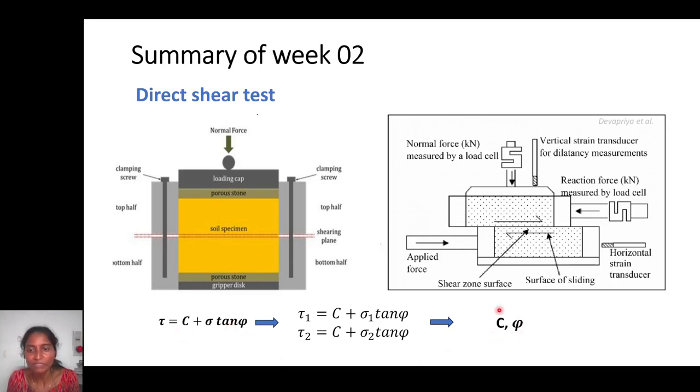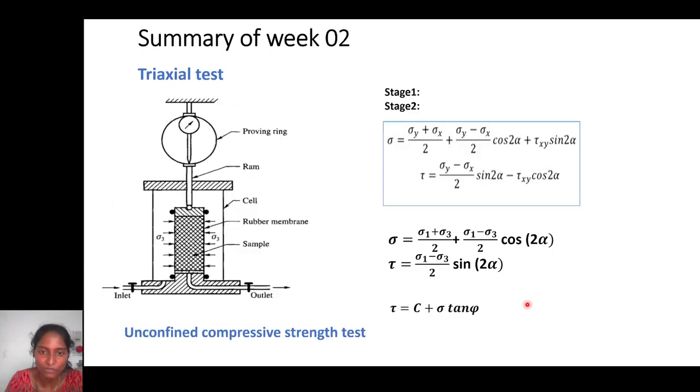So to determine this cohesion and angle of internal friction, the material is subjected to a particular normal stress and we try to apply a horizontal stress. At what horizontal stress will this material start to fail? So the corresponding normal and horizontal stresses are noted. So you can calculate the cohesion and angle of internal friction.